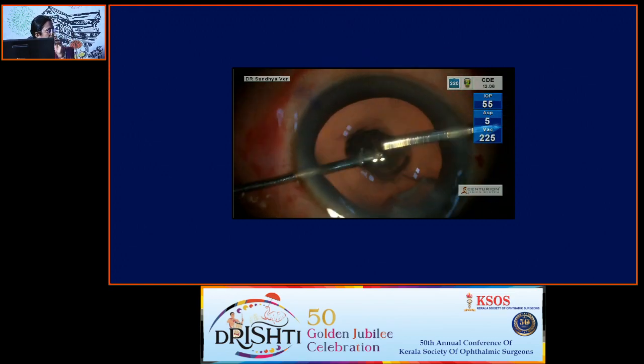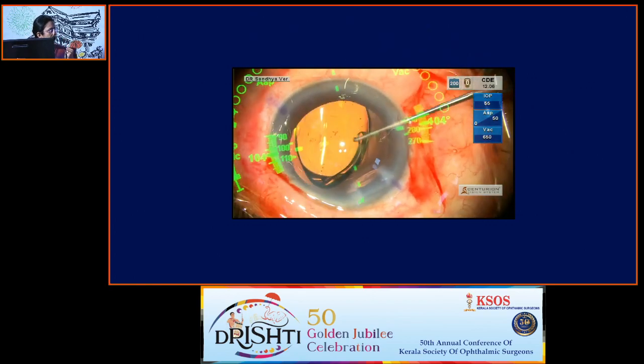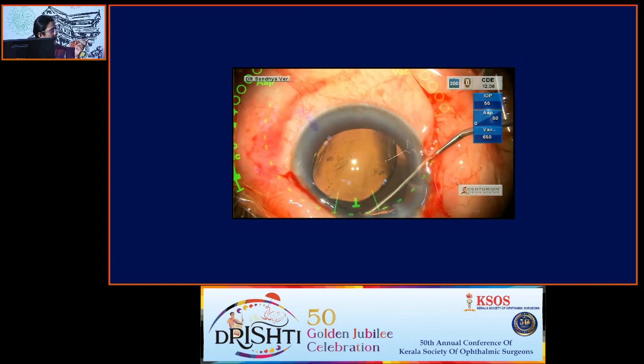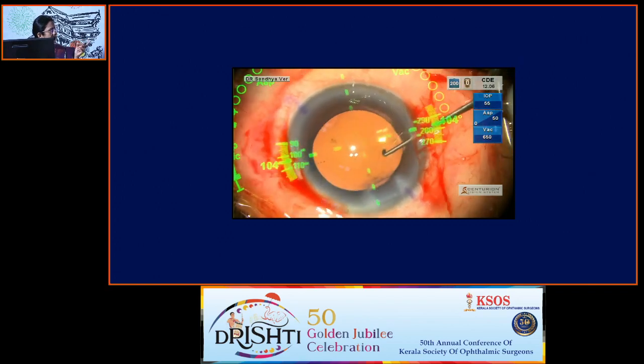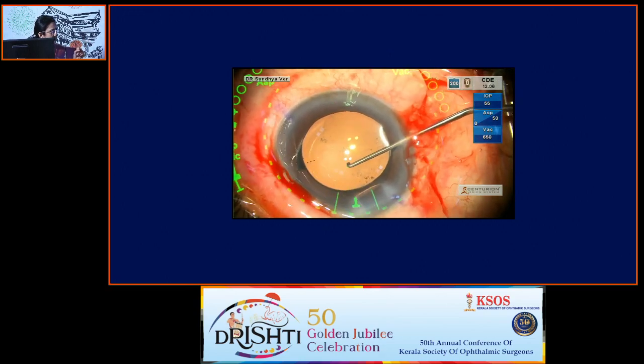And then after cortex removal, you have to fill the chamber with OVD, and then you can see here the axis of alignment is 104. So finally it gives that line, 104. So you have to align the 3 dots along the line.